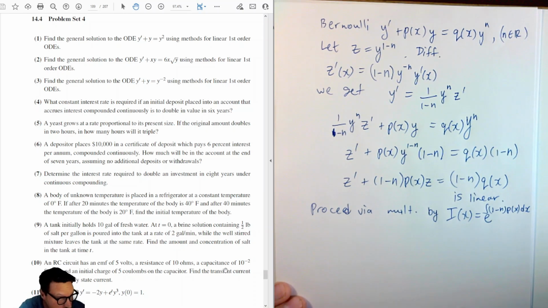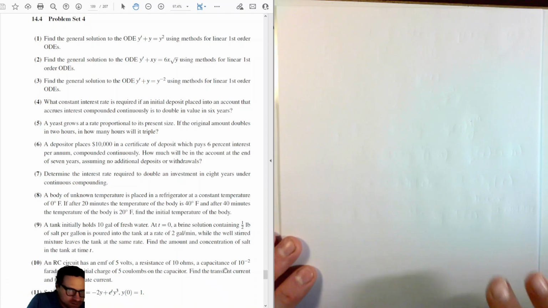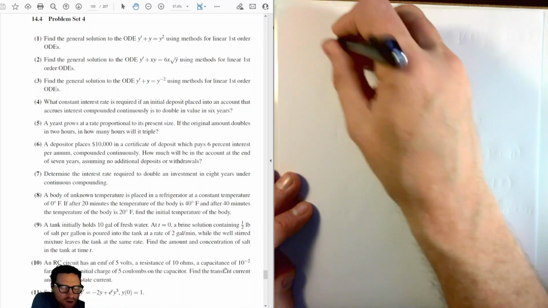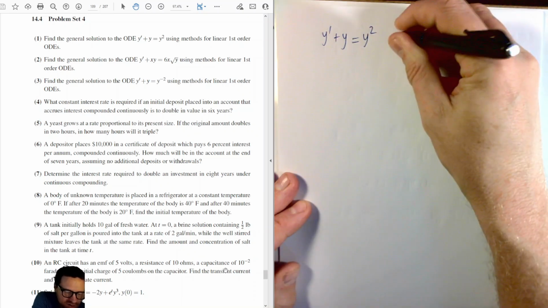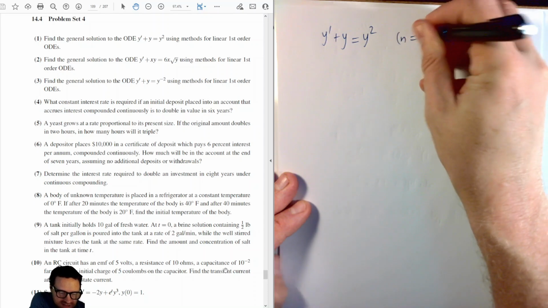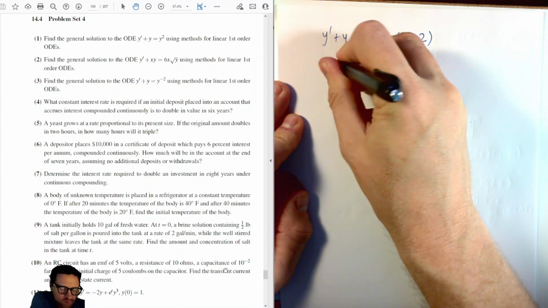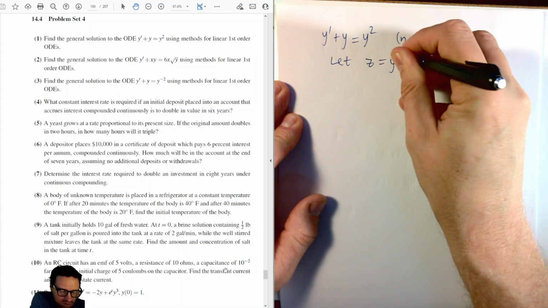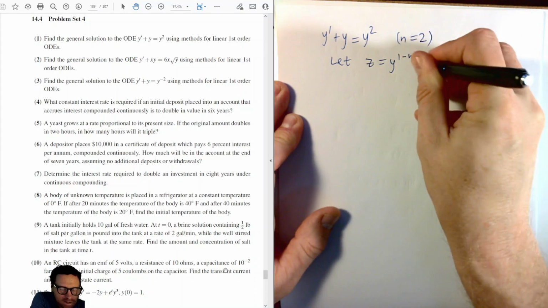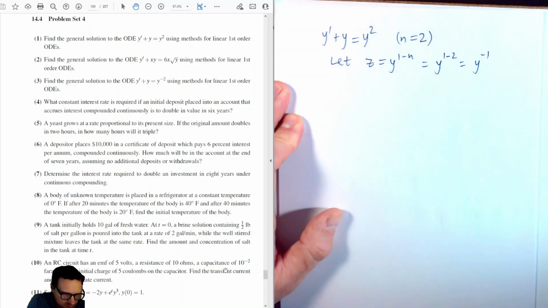And that'll be our first question, question number 1 on the left. So here we've got y' plus y is y squared. This is Bernoulli, and here n is equal to 2. So again, we let z be equal to y to the power of 1 minus n, which is y to the power of 1 minus 2, or y to the minus 1.